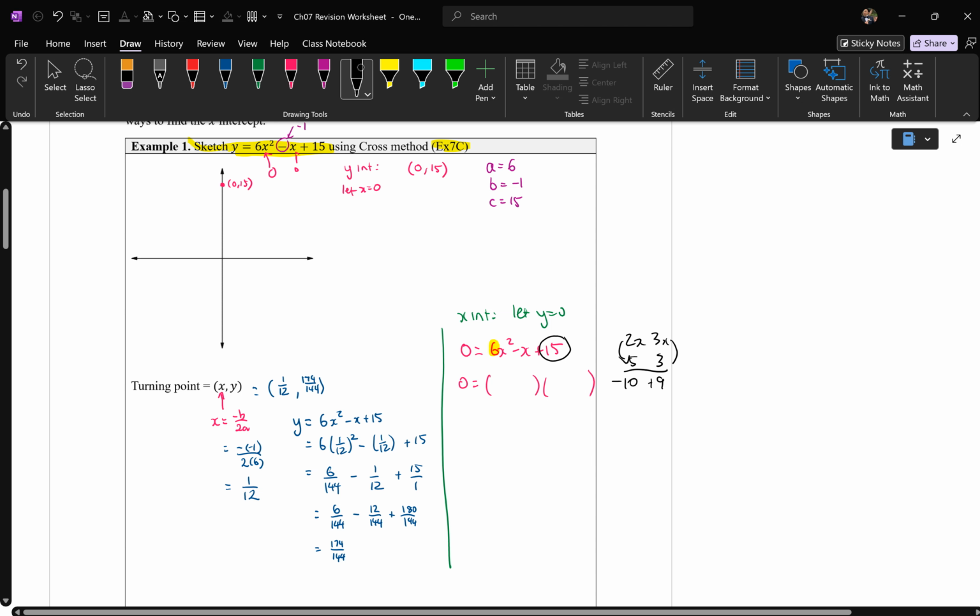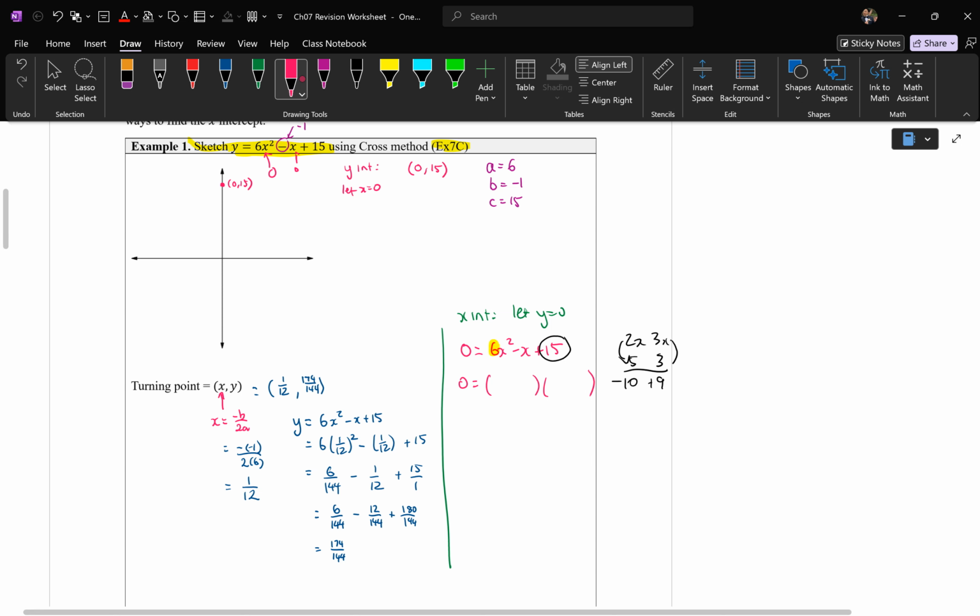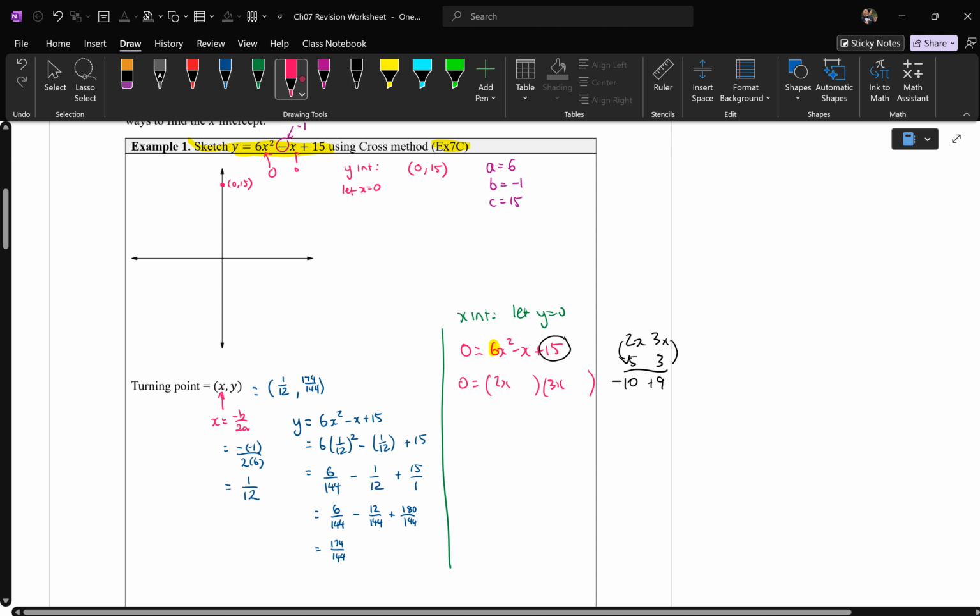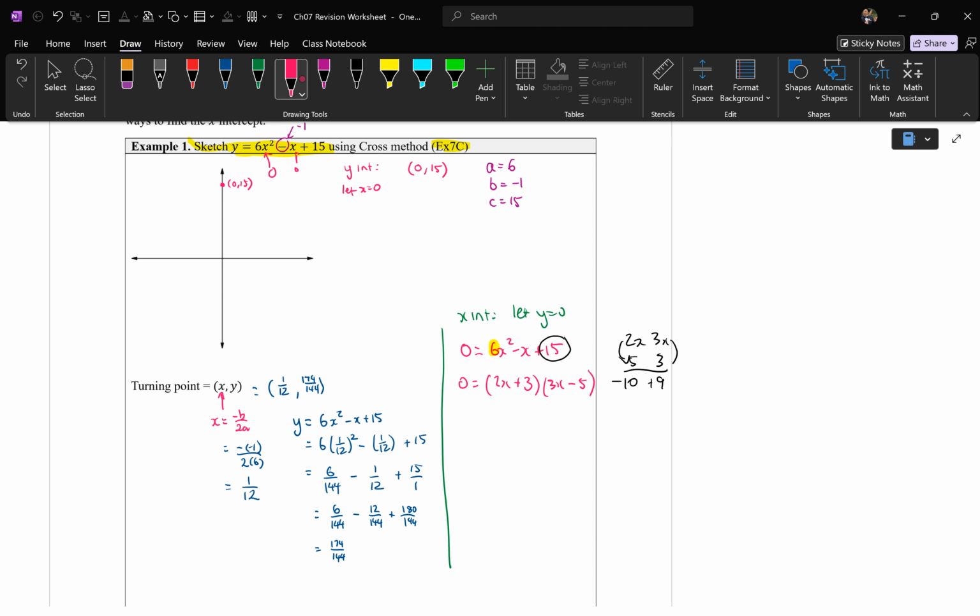So here's my answer. 2x, 3x. 2x I paired with a 5, so -5. And then 3 I paired with a 3, and it needed to be a +3. Double check the last numbers. 3 times -5 does not give you +15. I probably did something wrong. Maybe there's another pair.